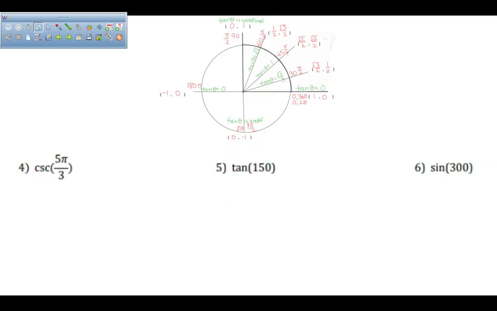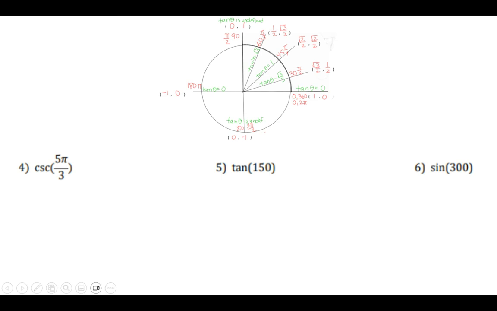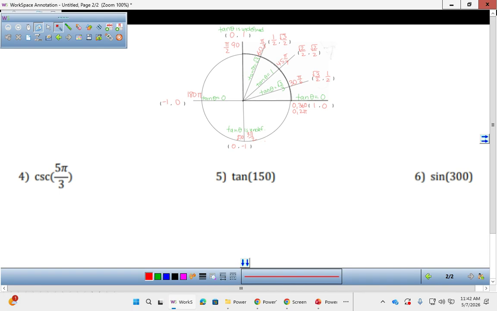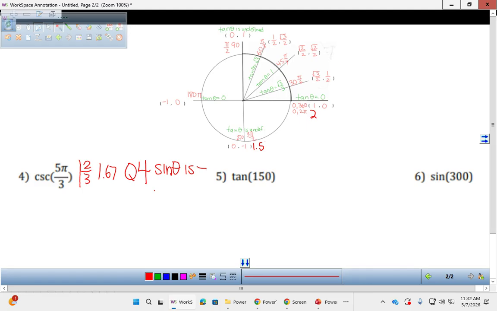All right, 5 pi over 3. Well, let's think about what we know about 5 pi over 3. That's 1 and 2/3, which is 1.66667. So that's somewhere between 1.5 and 2, which means this is going to be in quadrant 4. And cosecant goes with sine. So what I know about sine in quadrant 4 is that it's negative. The only thing positive in quadrant 4 is cosine. So I know that my final answer here is going to be negative.